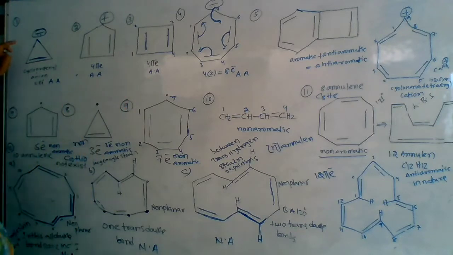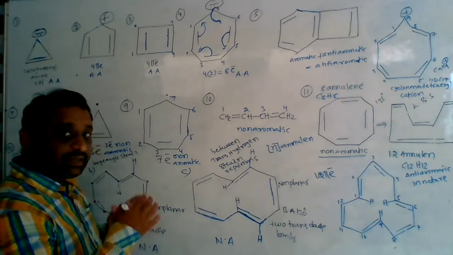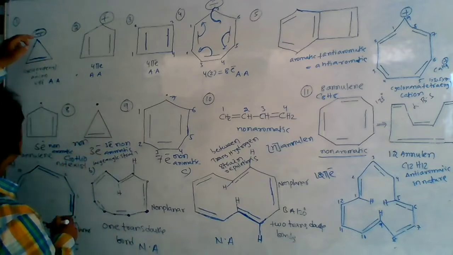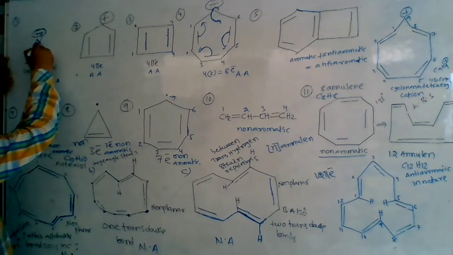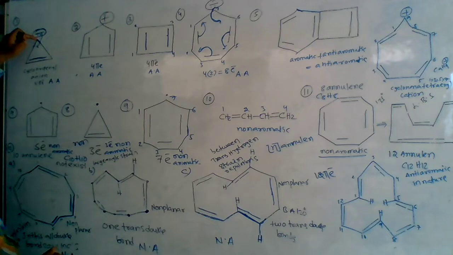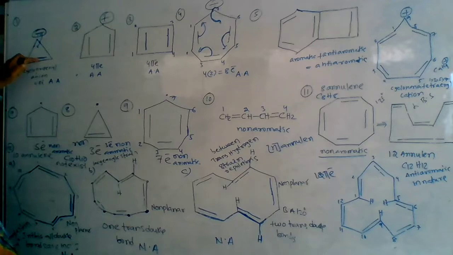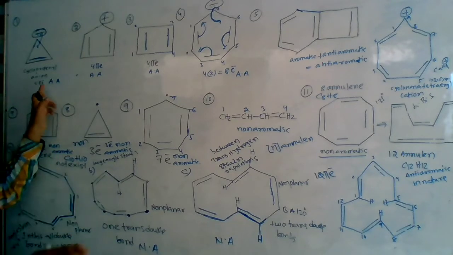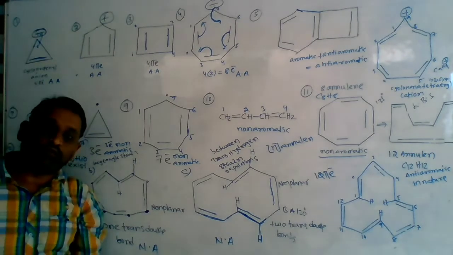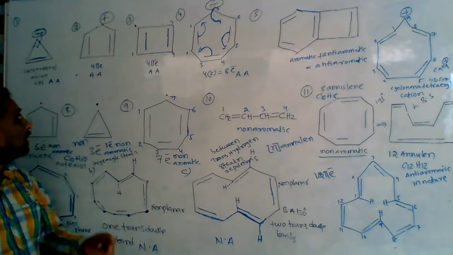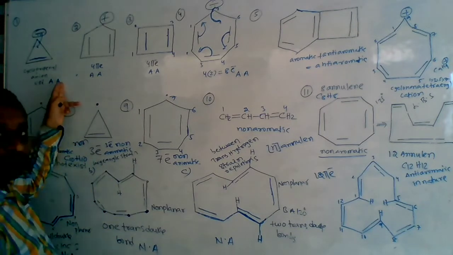The first example is cyclopropenyl anion. It is a cyclic hydrocarbon. All carbon atoms are sp2 hybridized. It is a planar molecule. Lone pair electrons are involved in delocalization. 4 electrons are involved in complete delocalization, which obeys the 4n rule, 4 into 1, 4 electrons. So it is an anti-aromatic compound.